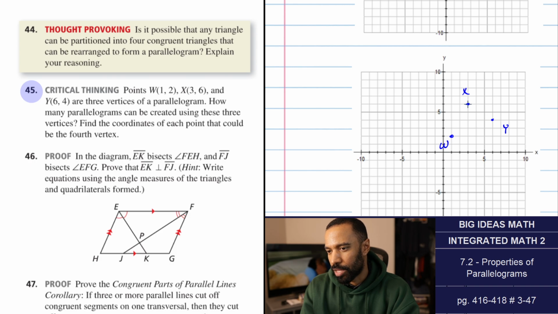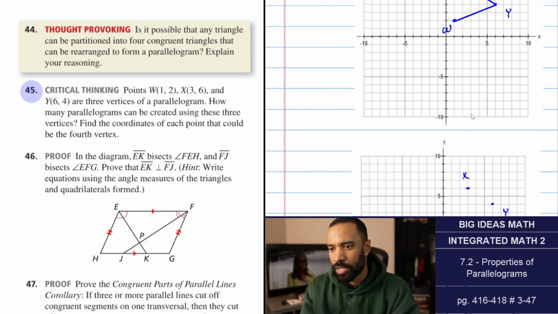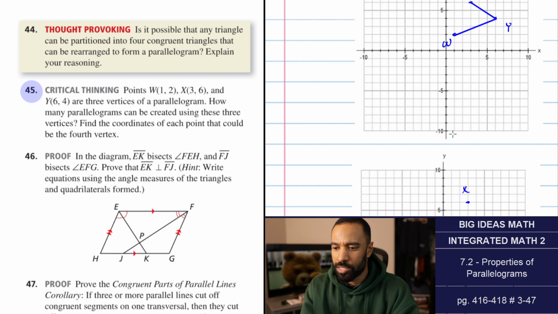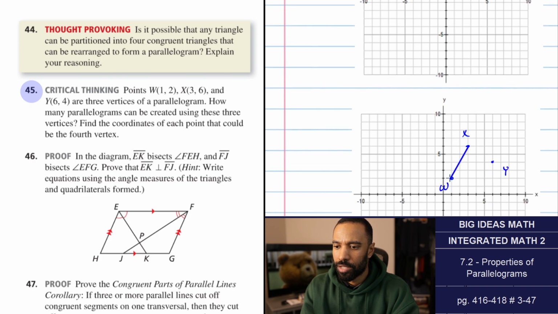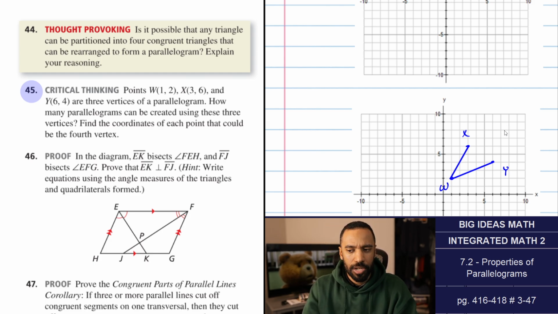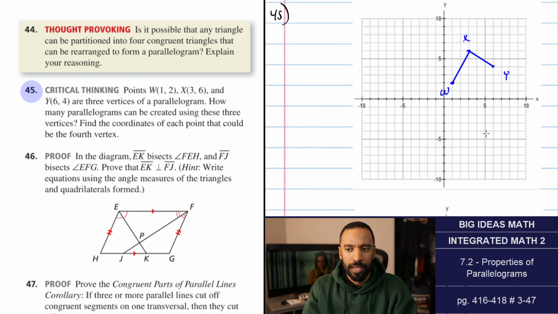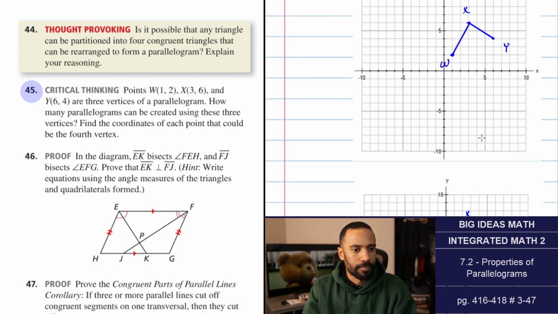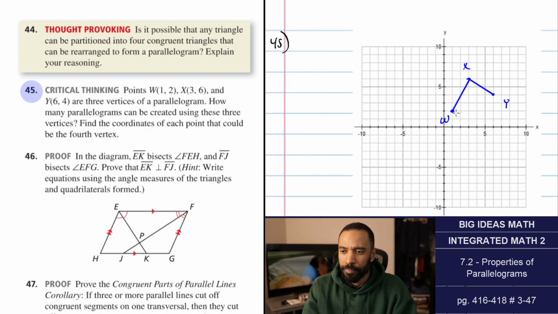Or we can, let's see, there must be a third. Or we can go like this, and the fourth side of the parallelogram is over here. I don't think there's a fourth option. X to W and to Y and stuff like that. So I think these are the different options that we have there. So I think it's three. W to Y, yeah, that sounds right.